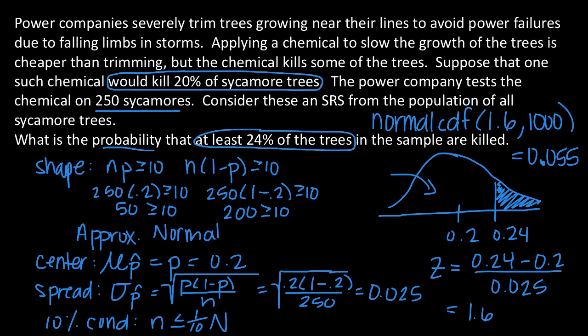Again, the question was, what's the probability at least 24% of the trees in the sample are killed? It would be about 5.5%. Again, if you use the table, you're going to get the proportion that's less than 24%, less than the 0.24, and then you would just subtract that from 1 to get our final answer here, because we want this upper tail shaded area.